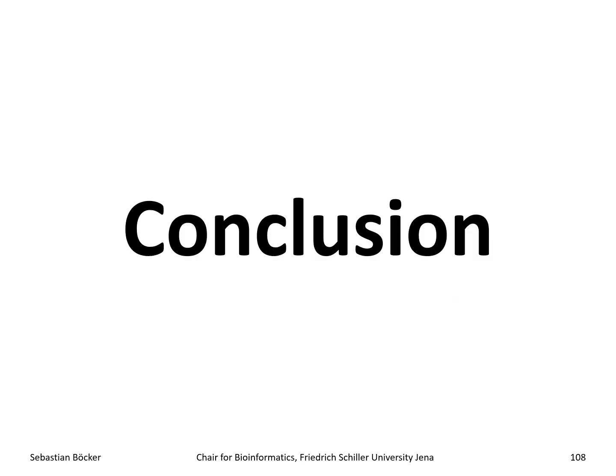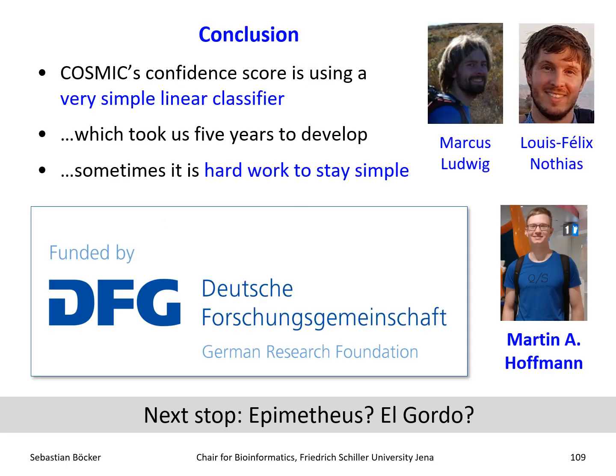And with that, we come to the end of this much too long talk. I'm very sorry about that. So I presented Cosmic. In the end, it's a very simple linear classifier, which took us 5 years to develop. It was really, really hard to come up with something that simple. And it was really a lot of work to keep it this simple, but that is why I believe that it will be very useful in practice, to separate correct and incorrect annotations. And I hope you will find it helpful.